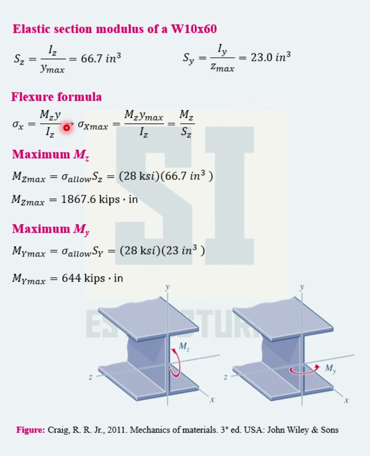As mentioned previously, and by examining the equation, the maximum stress occurs in the fiber farthest from the bending axis, denoted in this case as y max. From the definition of the elastic section modulus, the flexure formula reduces to this expression. Substituting the known values and solving for M, the maximum moment about the z-axis is computed. Similarly, the maximum moment about the y-axis is computed. Notice that the maximum moment about the z-axis is about 3 times higher than the maximum moment about the y-axis.